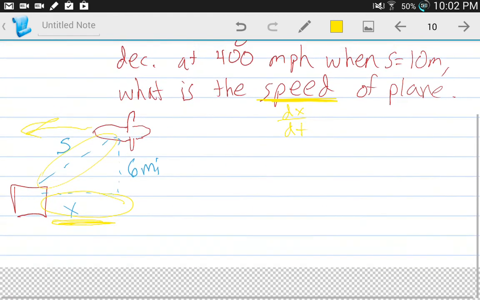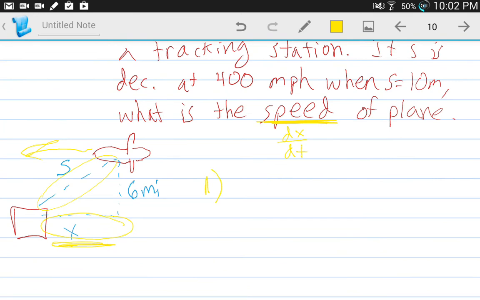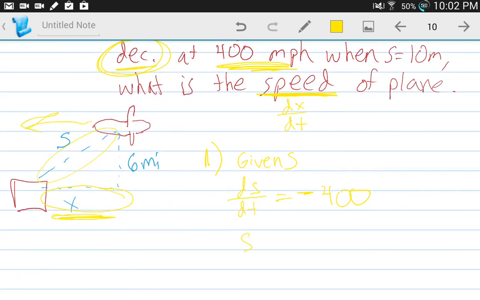So when we do our givens, they gave us the 400 miles per hour, which was s is decreasing. So that would be ds dt equals, now the decreasing is important. Decreasing means it's not 400, but it's negative 400. And then they also gave us s equals 10. And then we're trying to find the speed. What is the speed? Which is dx over dt.